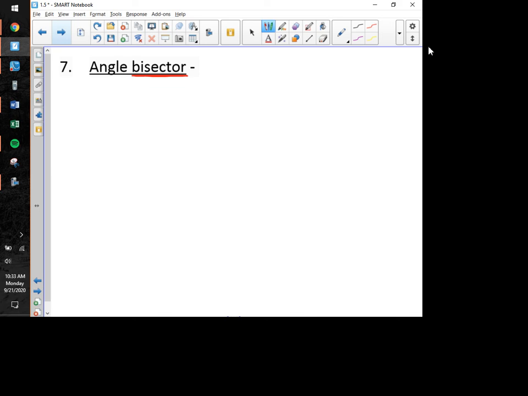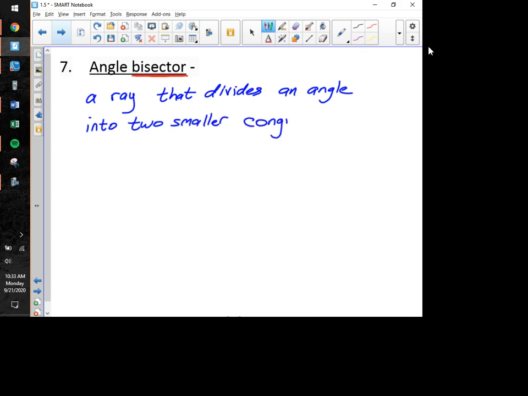So our definition for an angle bisector is going to be a ray that divides an angle into two smaller congruent angles. And that's an important word, everybody, congruent. And if you don't have that word pretty well committed to vocabulary already, we better get it down. Congruent basically means geometrically equal or having equal measures.